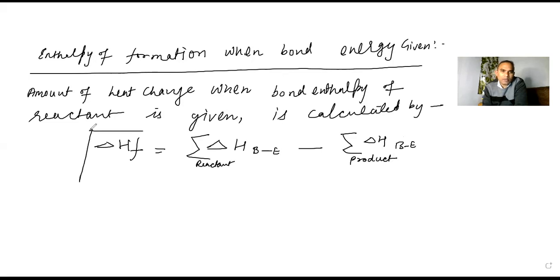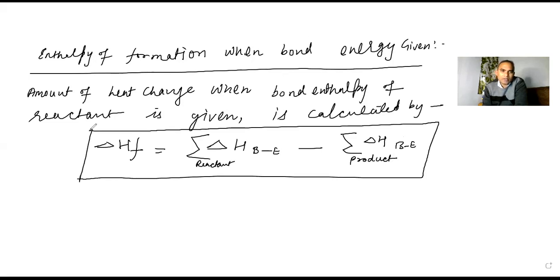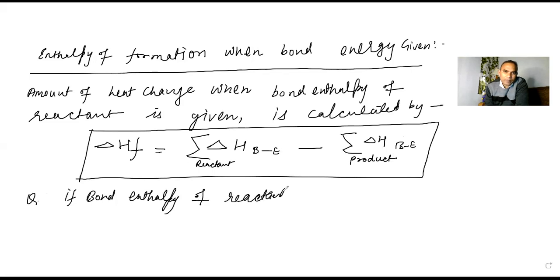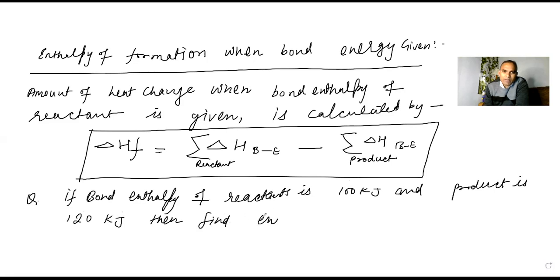Now how can you be able to understand this one? Okay. So suppose one question is there: if bond enthalpy of reactant is 100 kilojoule, and product is 120 kilojoule, then find enthalpy of formation.